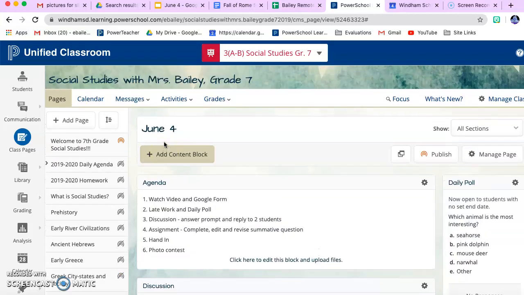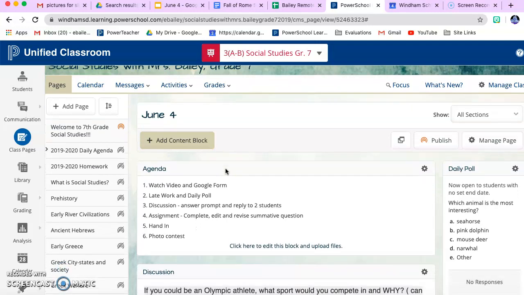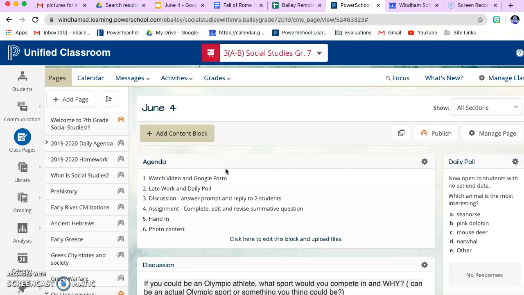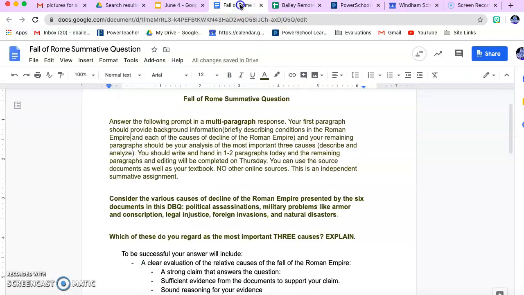It's Thursday. And here's what our day looks like for today. After you watch the video and complete the form, turn in any late work that you have, complete the poll. Don't forget about today's discussion where you'll answer the prompt and then reply to 2 students. Your assignment for today is to complete the summative that you started on Tuesday and then hand that in.